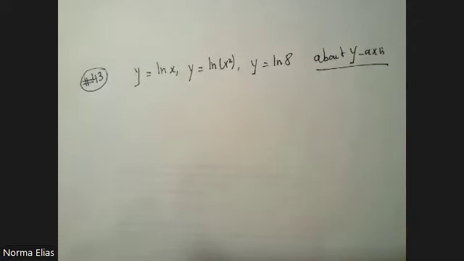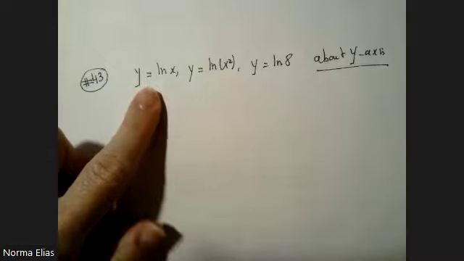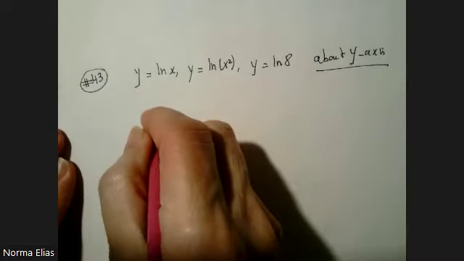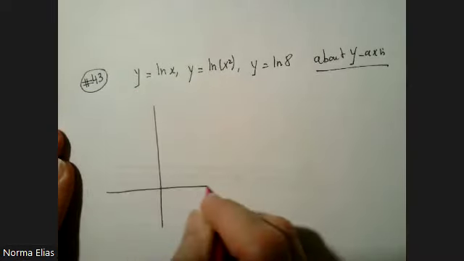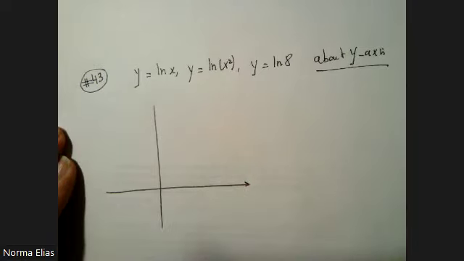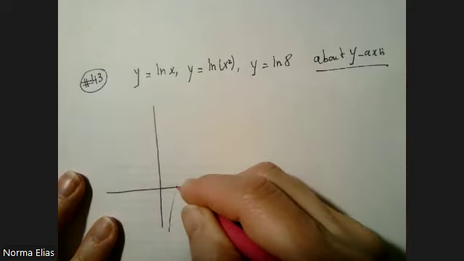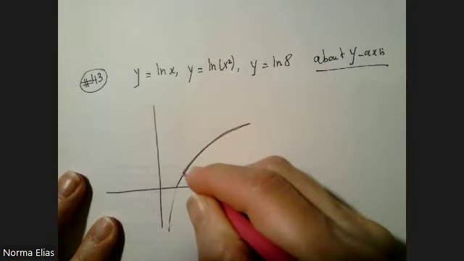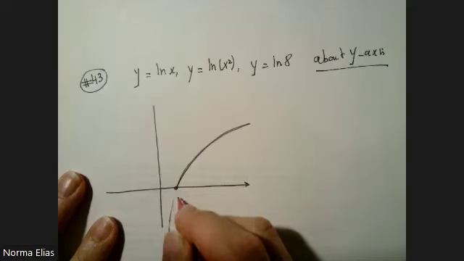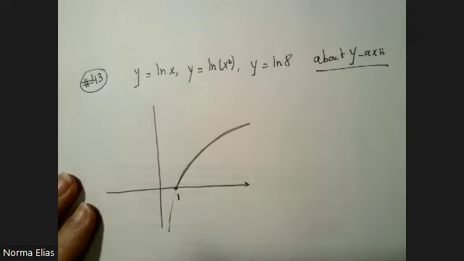Okay, so of course, as you know by now, I have to graph. We all know how to graph y equal ln of x. It just goes like this. That's the ln graph, and this is 1 in here. That's the ln of x.